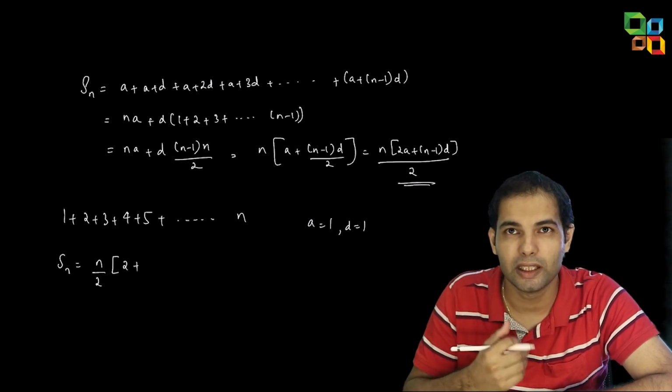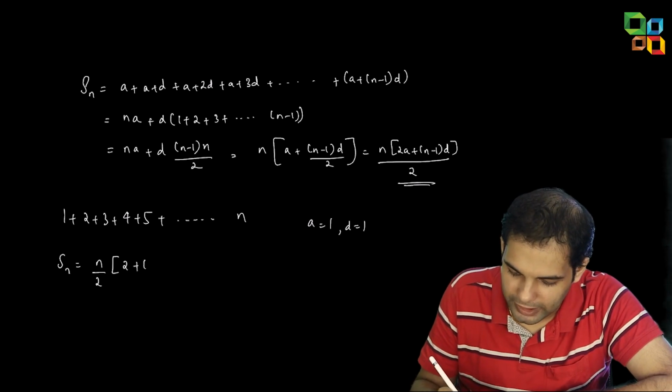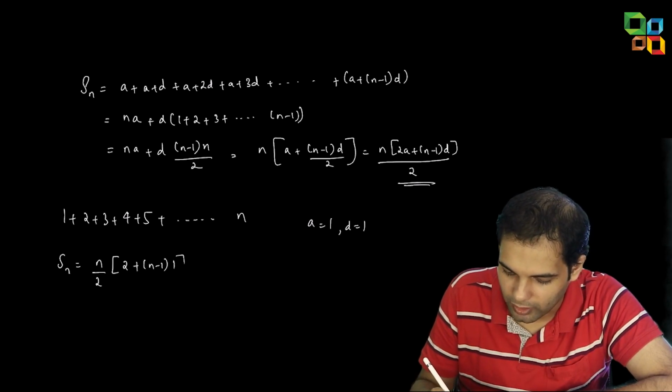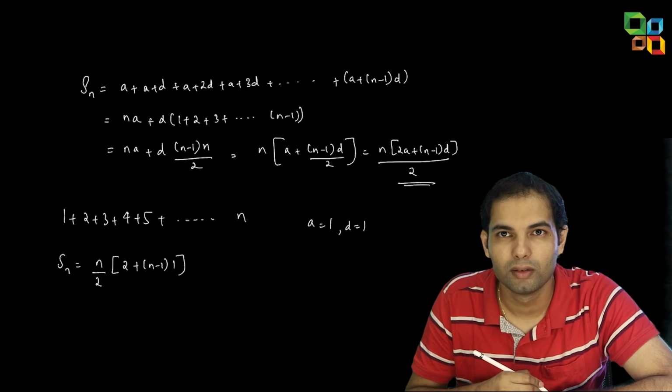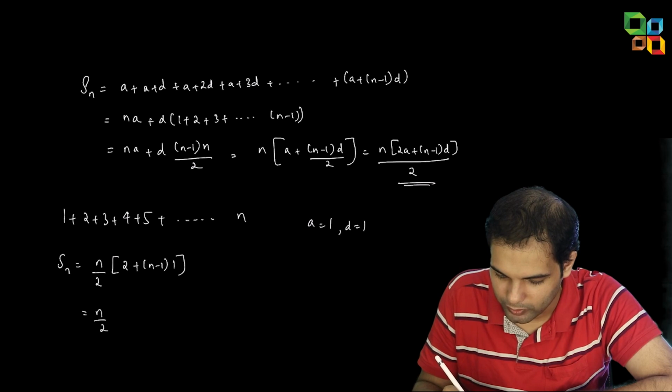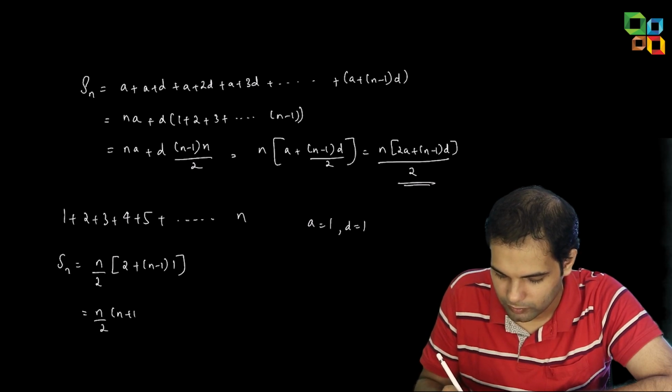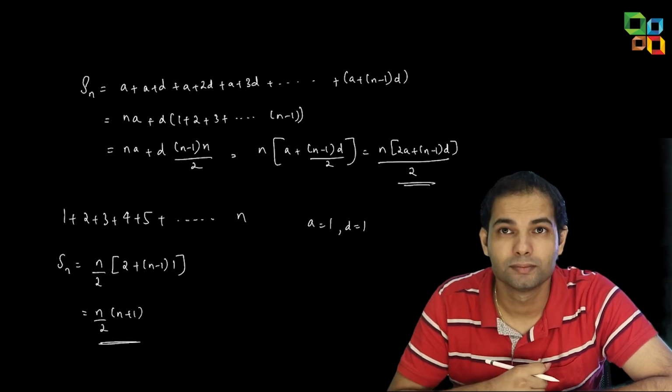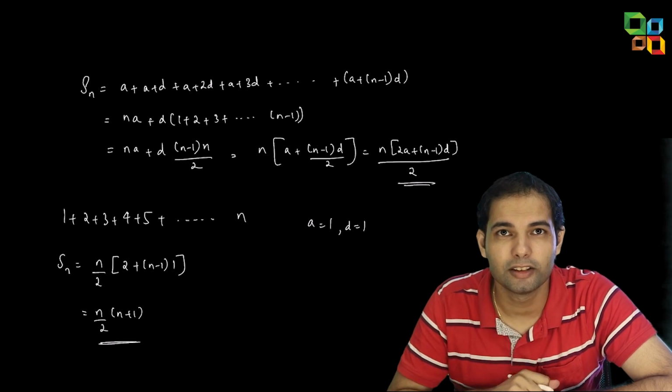Just checking what we derived till now is correct. Plus n minus 1 into d, d is also 1. Fine. Let's see what it comes out to be. n by 2, n minus 1 plus 2, which is n plus 1. This is the formula we got, right? So this is another proof.